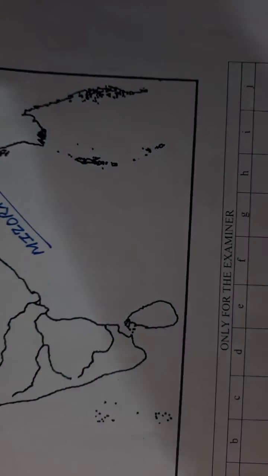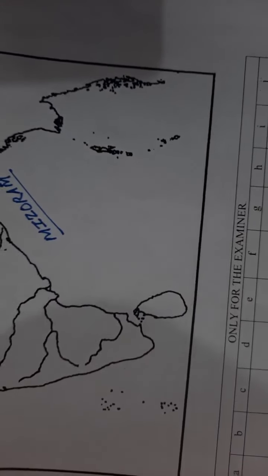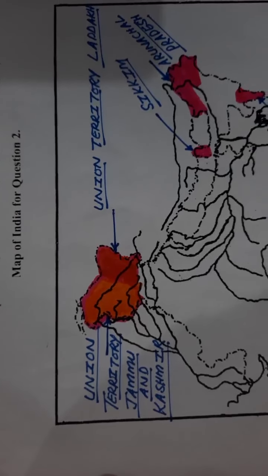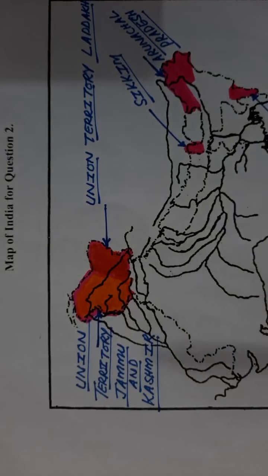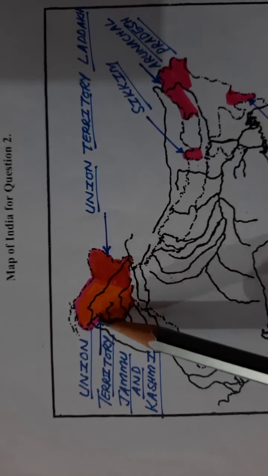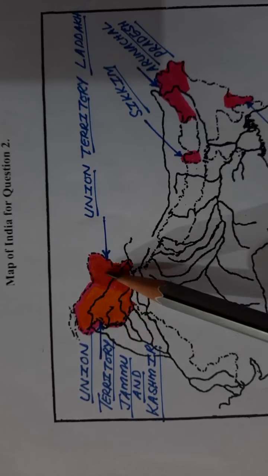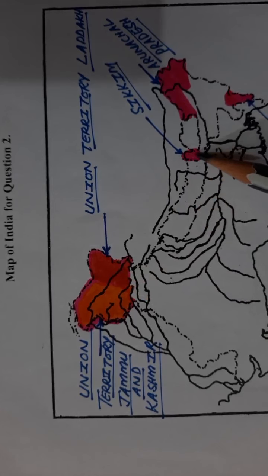Now we come to the next topic, the sparse distribution of population. In sparse distribution of population, we can learn four states: two union territories and two states, or two or three states, that is enough. For example, now you can see this red color shading showing the union territory of Ladakh, and this is the union territory of Jammu Kashmir. This is a half portion, Jammu Kashmir, and this is the part of Ladakh. And Sikkim is a state you can easily remember.